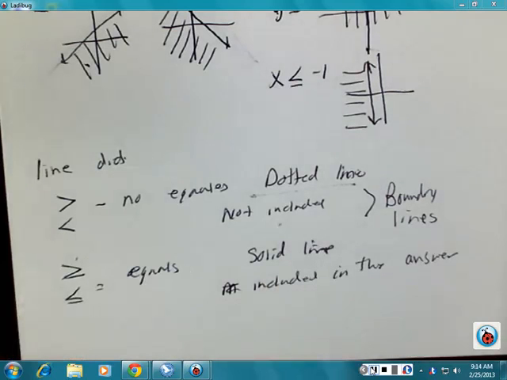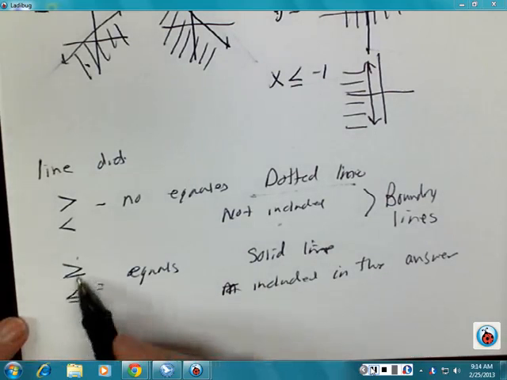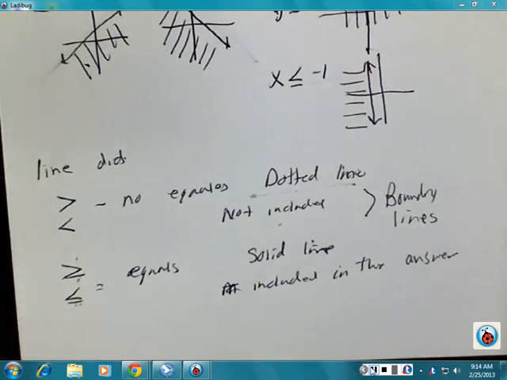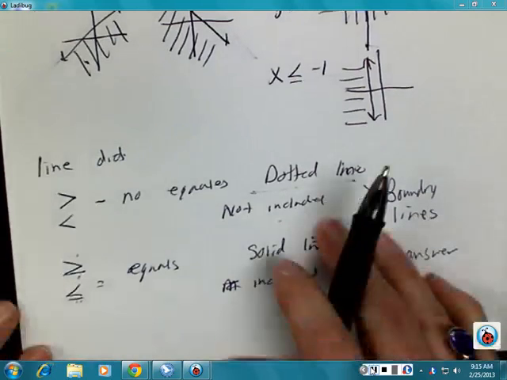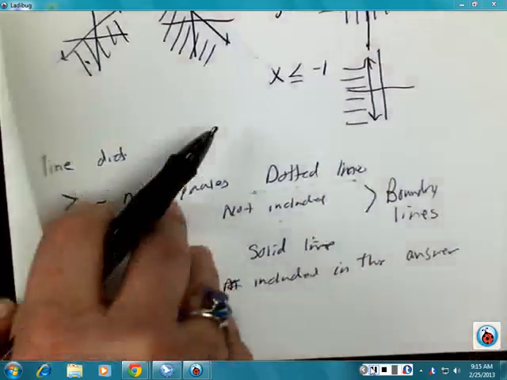And Hawks will ask you to pick which one you're going to use. How you can automatically do that is just pay attention to your inequality, and whether your inequality has an equals in it or it doesn't have an equals in it. Yes? We good so far? Okay. The other thing in Hawks is that they talk about a test point.